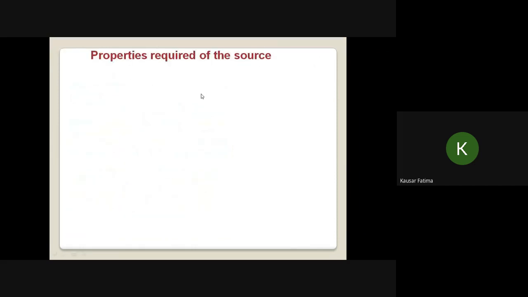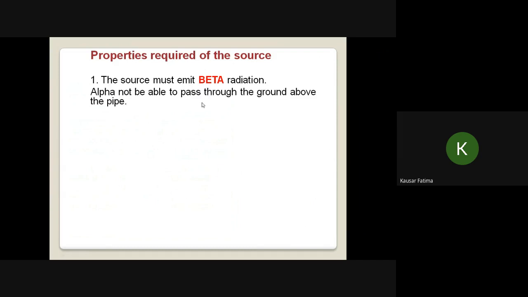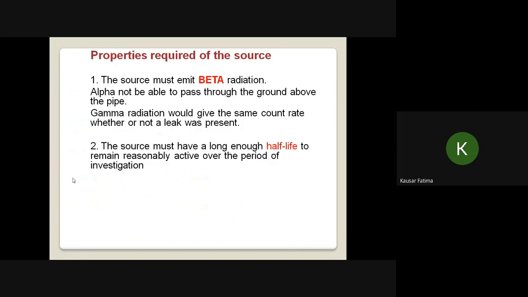Properties of the source: it should be beta. Alpha will not be able to pass through the ground above the pipe. Gamma radiations would give the same count rate whether or not a leak was present, but that depends upon the type of pipe also. If the pipe is made of thick iron or some other material, then gamma can also be used.